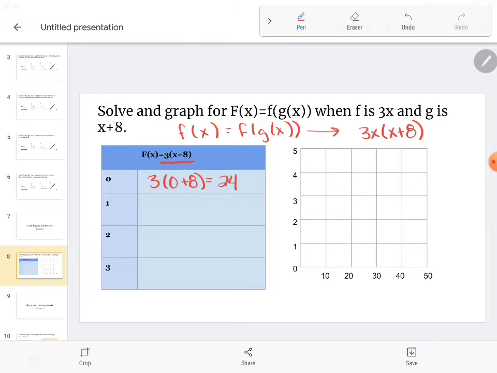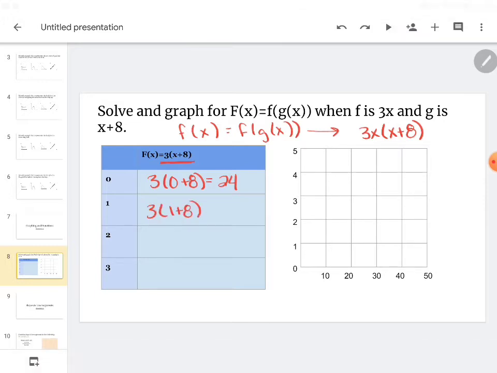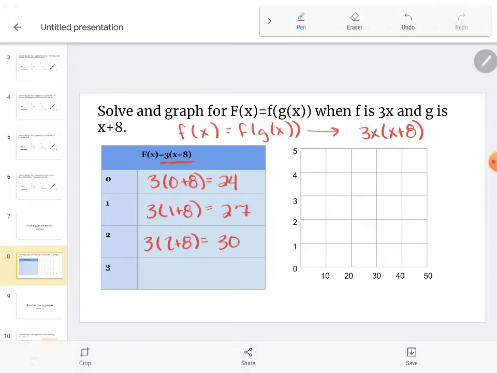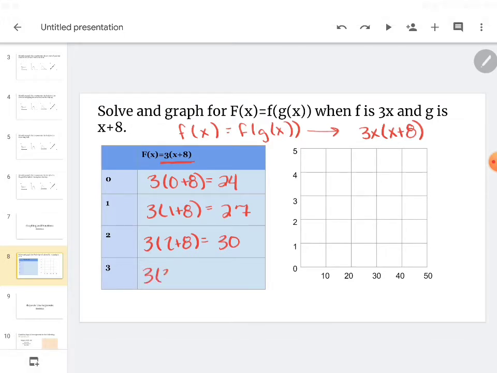Next we have 1. So 3 times 1 plus 8. Well, 1 plus 8 is 9. 9 times 3 is going to be 27. Next we have 2. So 3 times 2 plus 8. 8 plus 2 is 10. 10 times 3 is going to be 30. And then we have 3 times 3 plus 8. 11 times 3 is going to be 33.